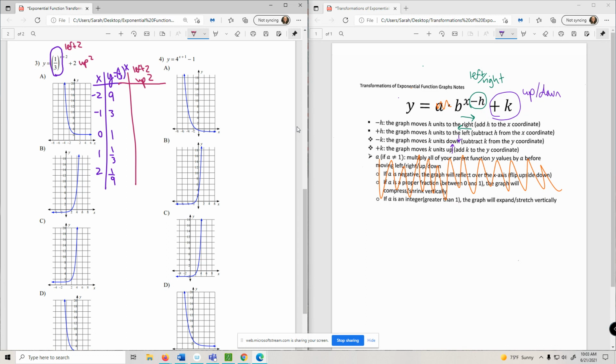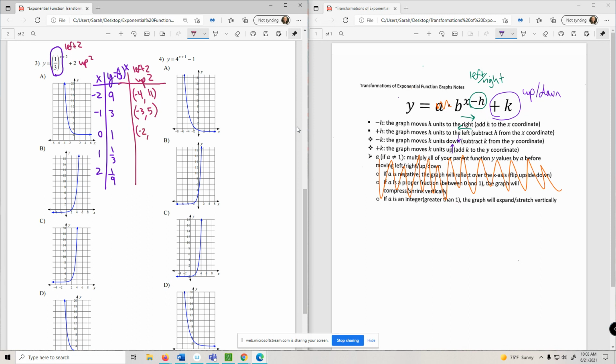So if I'm moving to the left 2, I'm taking 2 away from the x coordinate, so it becomes negative 4. If I'm moving up 2, I'm adding 2 to the y coordinate, so it becomes 11. Let's do the same process with the other points. Left 2 turns negative 1 into negative 3. Up 2 turns 3 into 5.